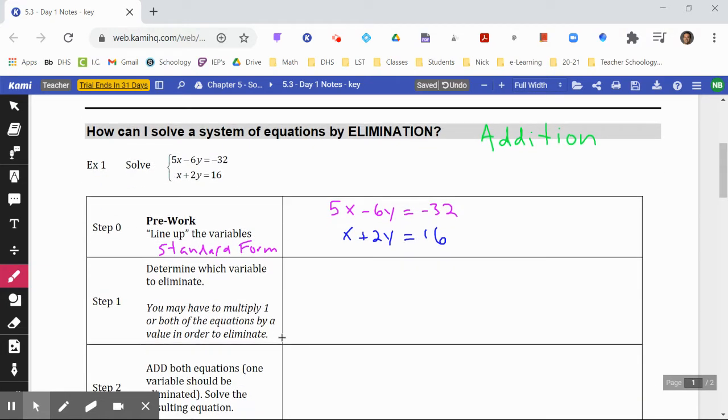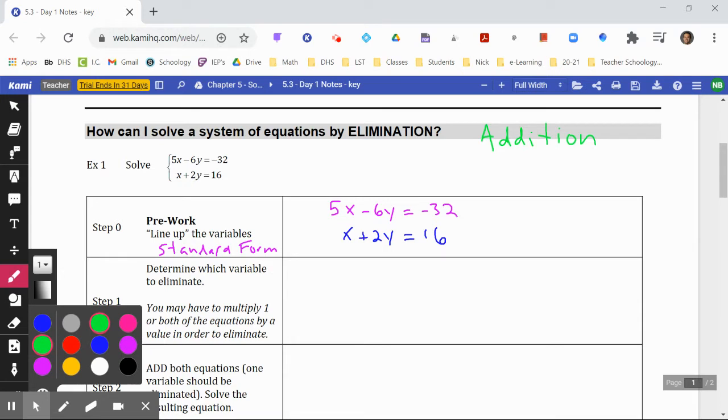All right, so now our next major step here is to determine which variable to eliminate. When we look at that hint there, we may have to multiply one or both of our equations by a value in order to eliminate. If we look at these two equations, I definitely can't just add them up the way they are because neither one of my variables will eliminate. So then you have to decide which variable you're going to eliminate and how you're going to be able to do that. Well, if I see these two equations, to me, I want to eliminate that y variable.